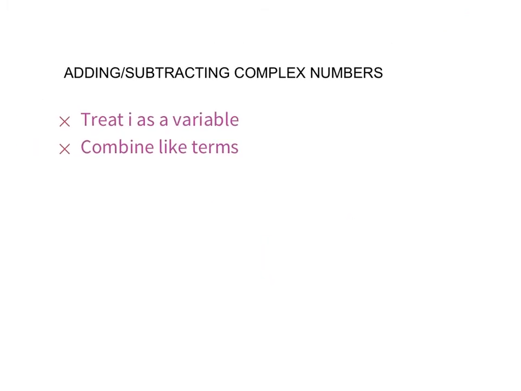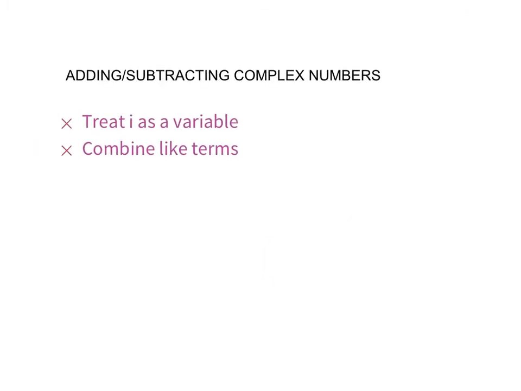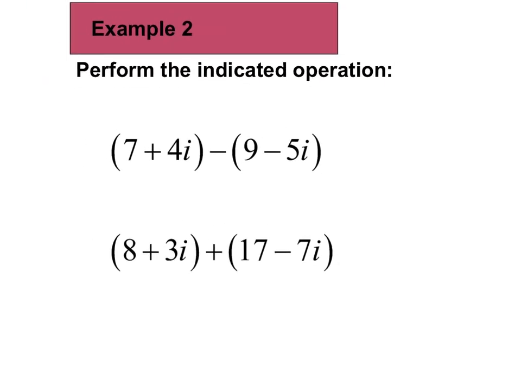All right, when you guys are adding and subtracting complex numbers, it's the exact same thing, guys, as combining variables. Looking for like terms, right? You could treat i as a variable. So I look here. I have 7 plus 4i minus 9 minus 5i. What do I have to do first? Distribute. I have a minus sign in the middle, so we got to change the sign, change.